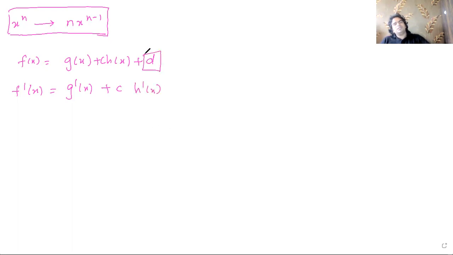And if a constant is alone, because if you have a horizontal line, its slope is always 0. So if a constant is alone, you make its derivative 0. But if a constant is with the function, don't touch it.